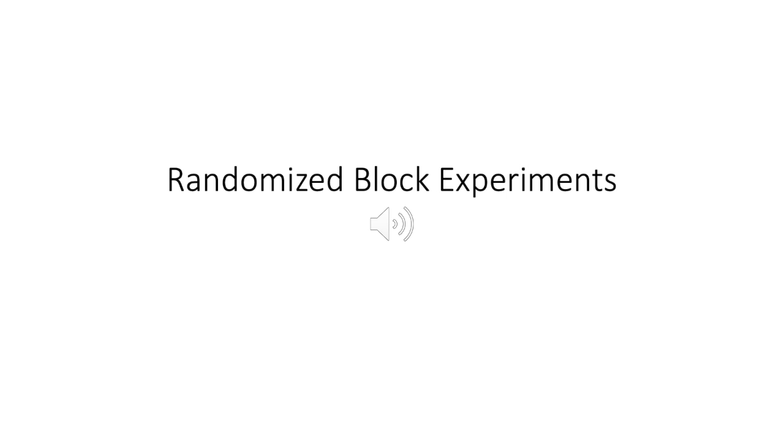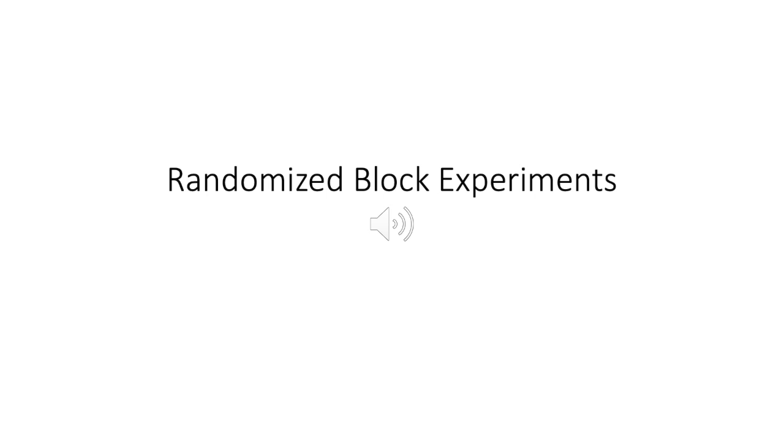Now we're here to talk about randomized block experiments, and why they're important to engineers and statisticians. In past units we have talked about bias and how it affects variability. Well, randomized block experiments help reduce bias significantly because they're random.